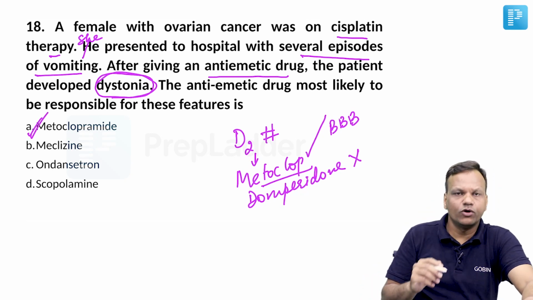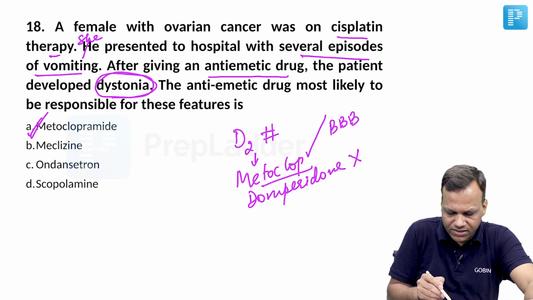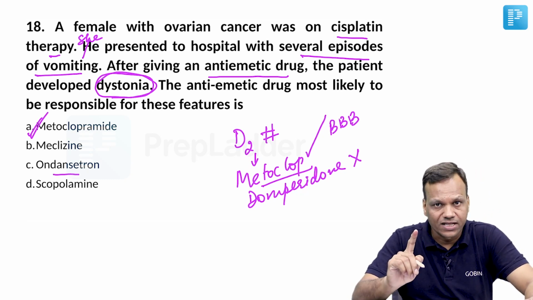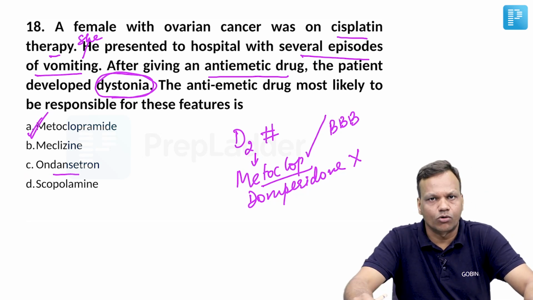And be very careful. We know drug of choice for cisplatin induced vomiting is ondansetron. Do not mark ondansetron. They have not asked drug of choice. They asked which antiemetic drug causes dystonia. So answer will be metoclopramide.